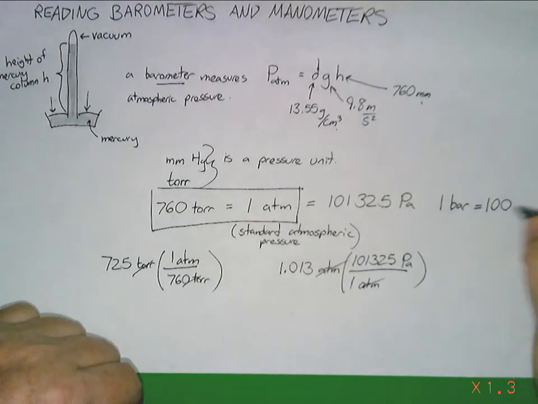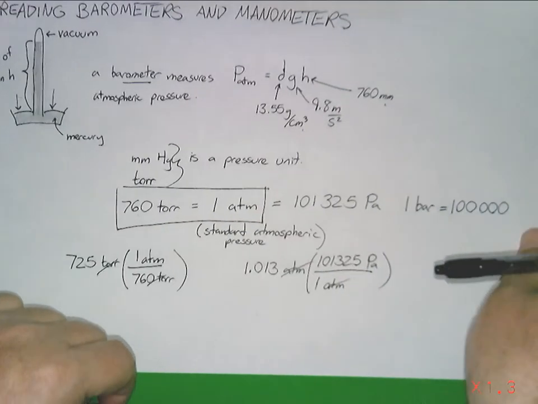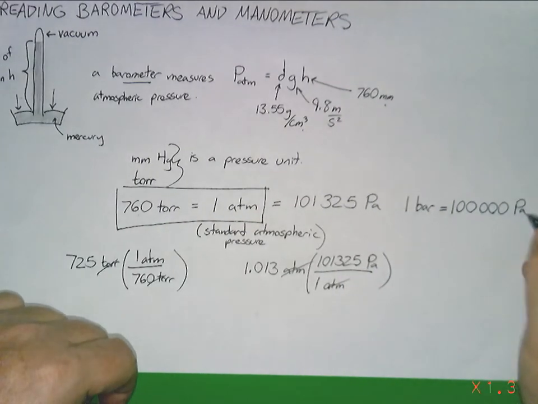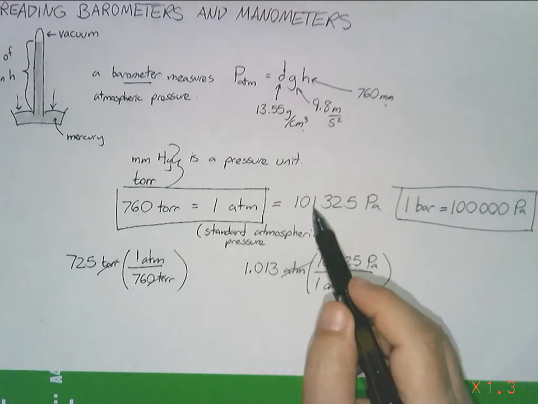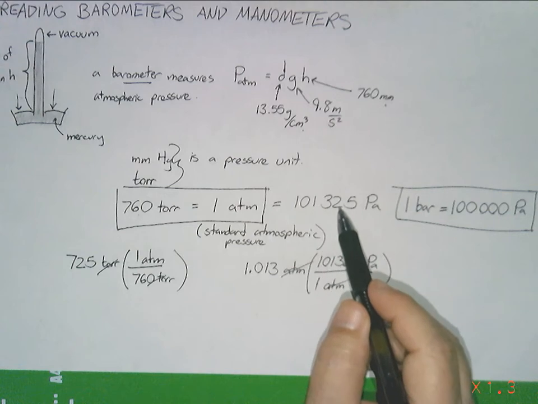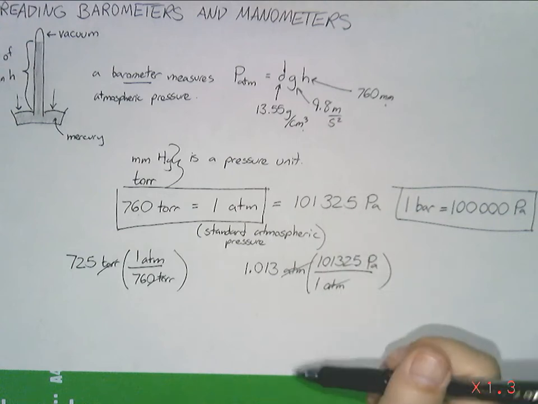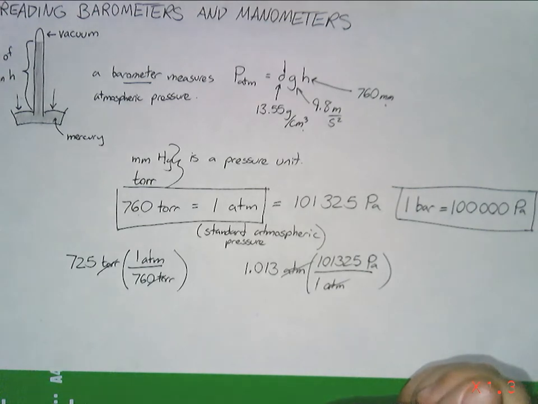It's 100,000 pascals even. Let's know this one. Now this one, since it's not a nice round number, I would always supply to you on tests, so you wouldn't have to know that 1 atmosphere is 101,325 pascal, because I'll give you that number, and you can always look it up if you need it.